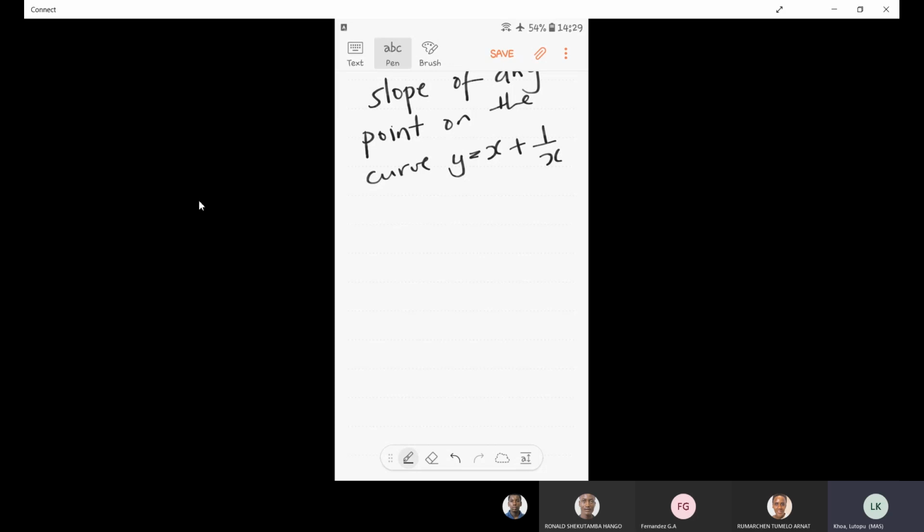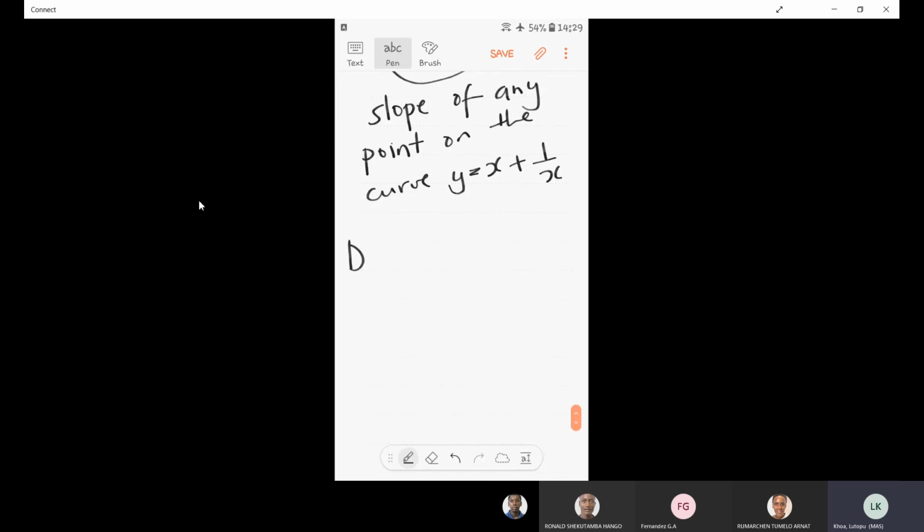Now let's say we were asked to work out the gradient. Okay, not the gradient. So still part of the same question. It says determine the equation of the tangent.